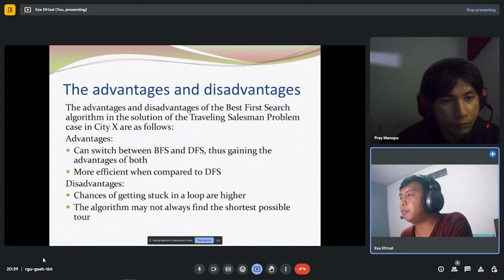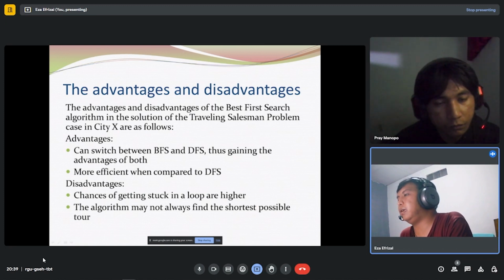Disadvantages. Number one, the chances of getting stuck in a loop are higher. Number two, the algorithm may not always find the shortest possible tour.